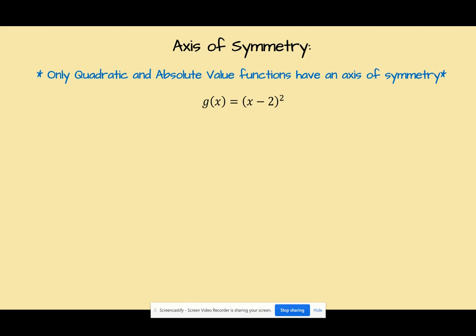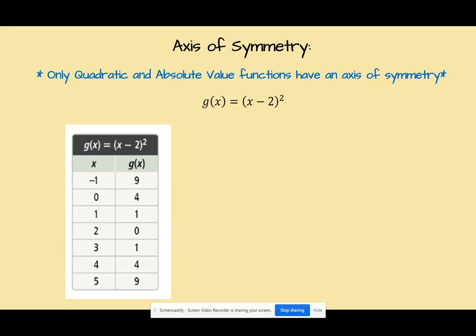Okay, let's take a look at this one. This one is a quadratic because I see the x function is squared. So quadratic functions have axis of symmetry. So we're doing the same thing as we did before. We're finding our pairs. 1 and 1, 4 and 4, 9 and 9. So our vertex is 2, 0. So the x value of the vertex is 2. So our axis of symmetry is x equals 2.